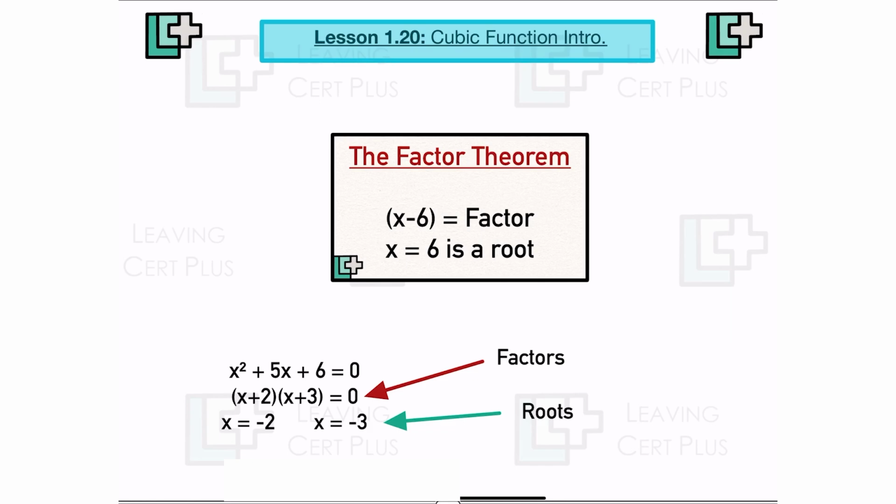So looking at the difference between a factor and a root, this is really important going forward for our cubic functions. If x minus 6 is a factor, x is equal to 6 is a root, because if we factorize something like a quadratic equation here, we've got these two factors, and then you put each factor equal to 0 to solve for the root. So x plus 2 equal to 0 solves that x is equal to minus 2, and x is equal to minus 3 from this factor. So really important to see the difference between a factor and a root.